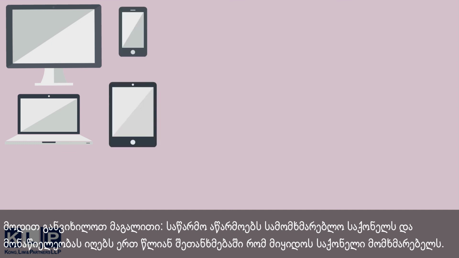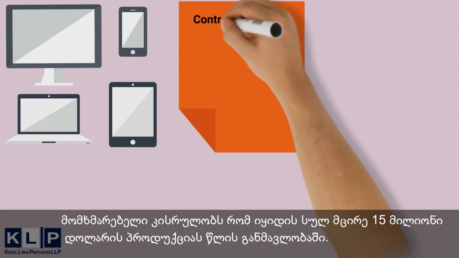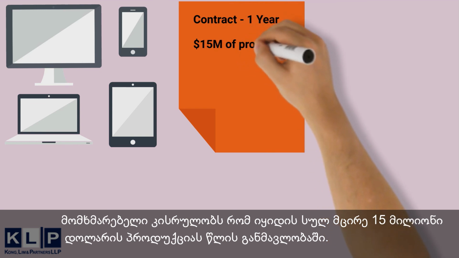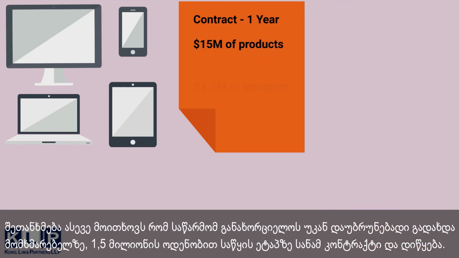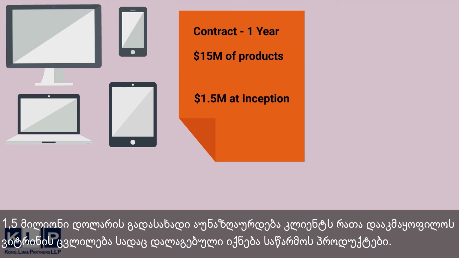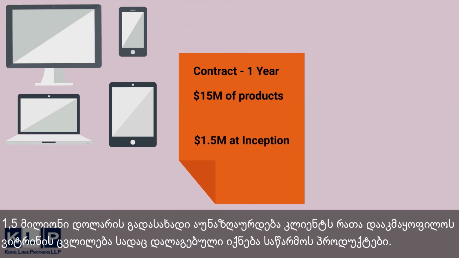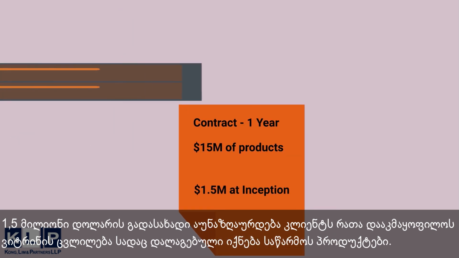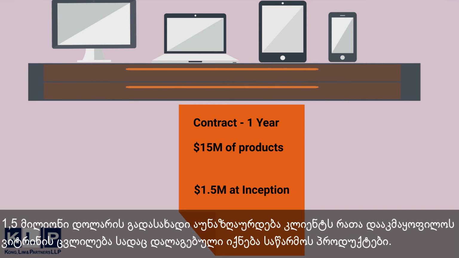An entity that manufactures consumer goods enters into a 1-year contract to sell goods to a customer. The customer commits to buy at least $15 million of products during the year. The contract also requires the entity to make a non-refundable payment of $1.5 million to the customer at the inception of the contract. The $1.5 million payment will compensate the customer for the changes it needs to make to its shelving to accommodate the entity's products.